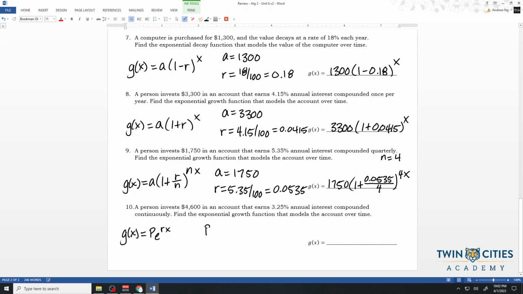So P is 4,600. And R is 3.25%. So 3.25 out of 100. This is 0.0325. When I go to plug them in, this will be g of x equals 4,600 e to the 0.0325 x.